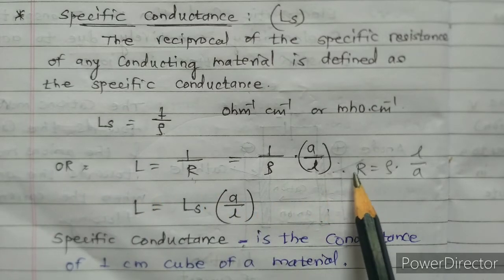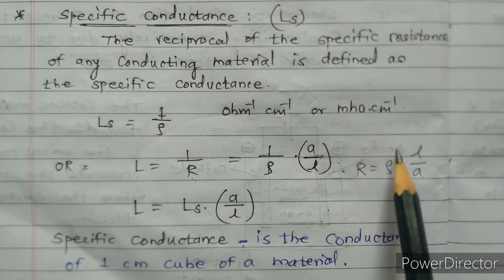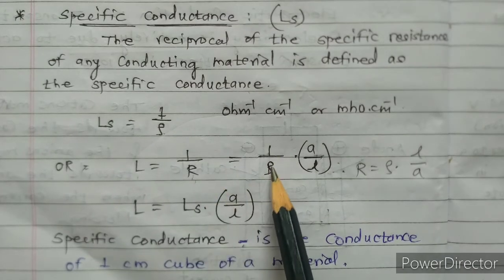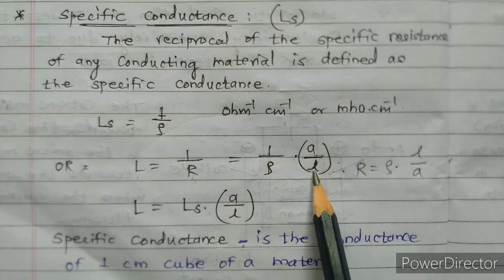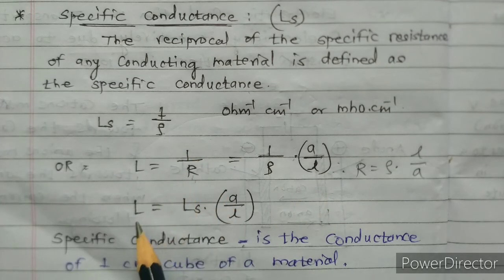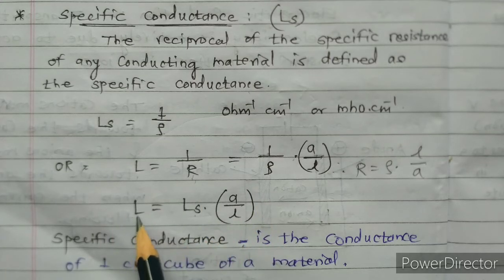As we know, resistance equals rho into L upon A. So we can use this value of resistance here. We get 1 upon rho into A upon L because we have the reciprocal of R. Therefore, for the conductance L and specific conductance Ls, we get the mathematical equation L equal to Ls into A upon L. So the specific conductance is the conductance of 1 centimeter cube of a material.